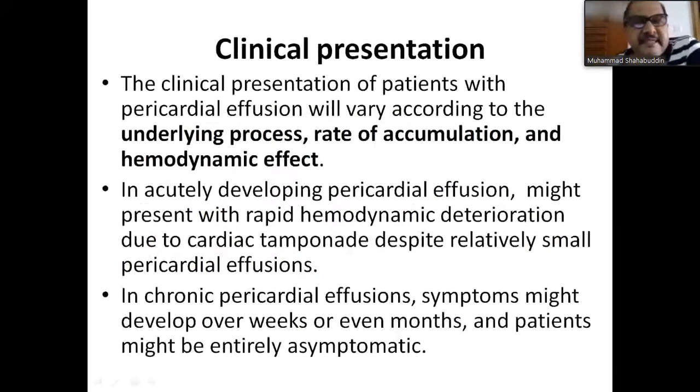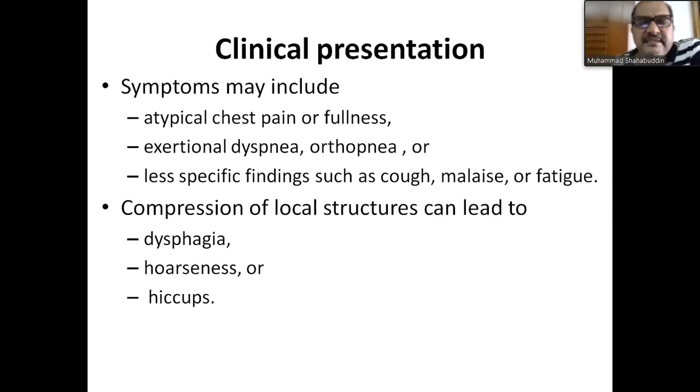Clinical presentation. The clinical presentation of patients with pericardial effusion will vary according to the underlying process, rate of accumulation, and the hemodynamic effects. An acutely developing pericardial effusion might present with rapid hemodynamic deterioration due to cardiac tamponade, despite a relatively small amount of effusion. So the amount is not important; the rapidity at which it develops is important. In chronic pericardial effusion, symptoms might develop over weeks or months, and patients may be entirely asymptomatic. I will show later the pictures of its development in relation to cardiac tamponade.